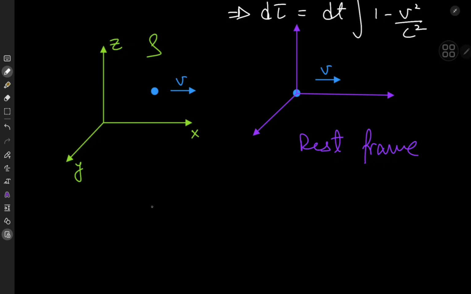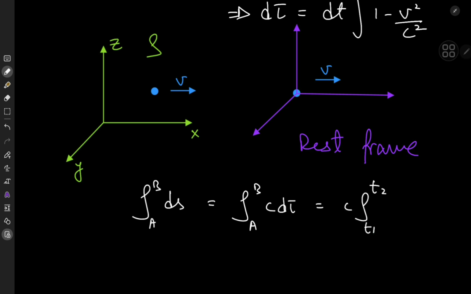Now let's return to the case of the integral from a to b of ds. This can be written as a time integral using the proper time recorded in the rest frame of the object. So we have the integral from a to b of c d tau. And we can expand this in terms of times we record in our frame S as c times the integral from t1 to t2 of dt times the square root of 1 minus v squared by c squared. Notice that this thing here in the square root is always less than or equal to 1.